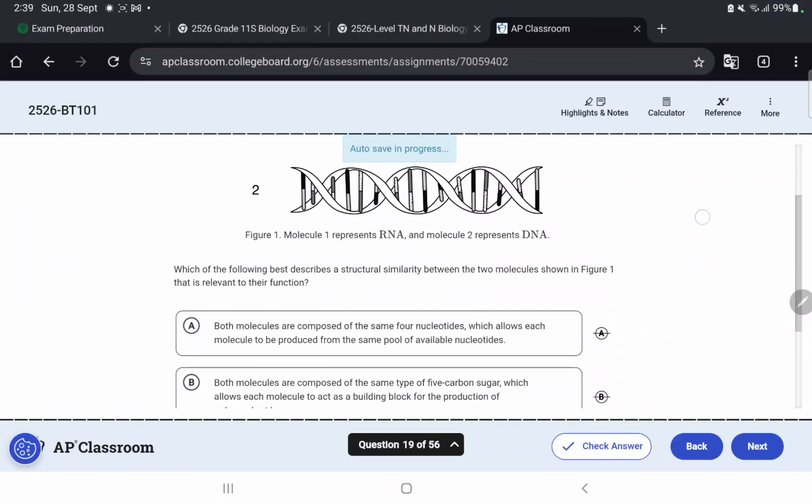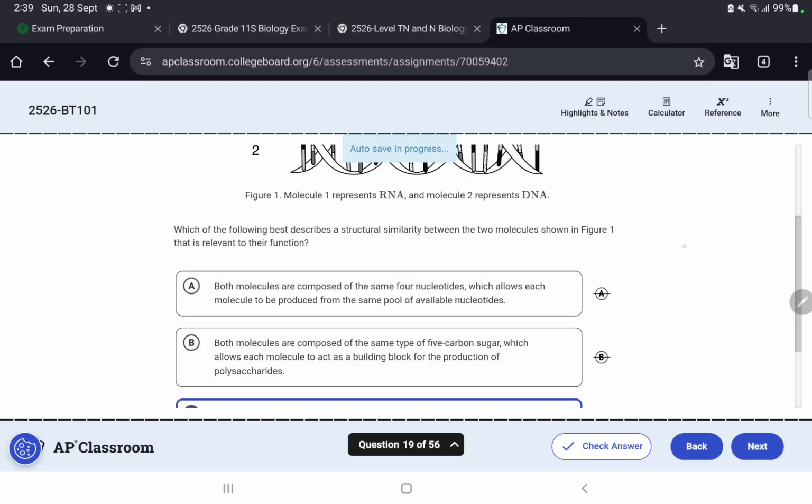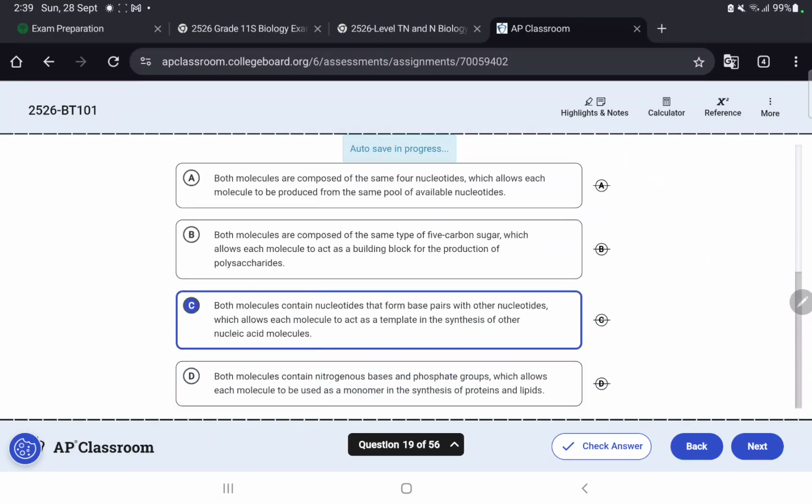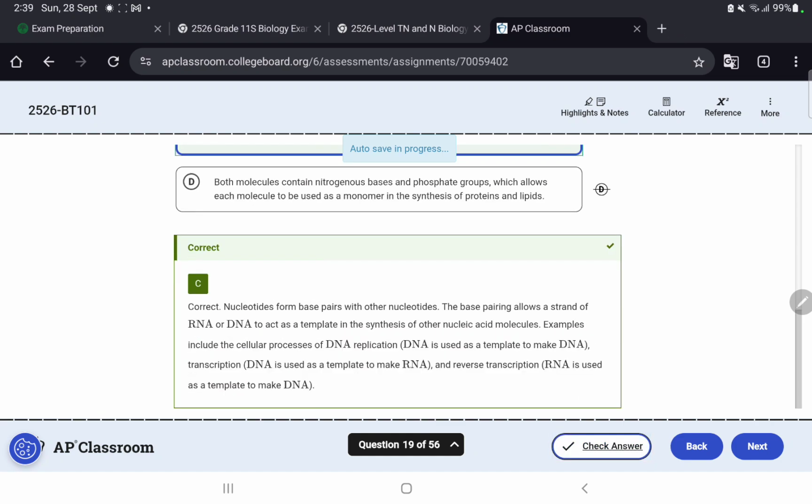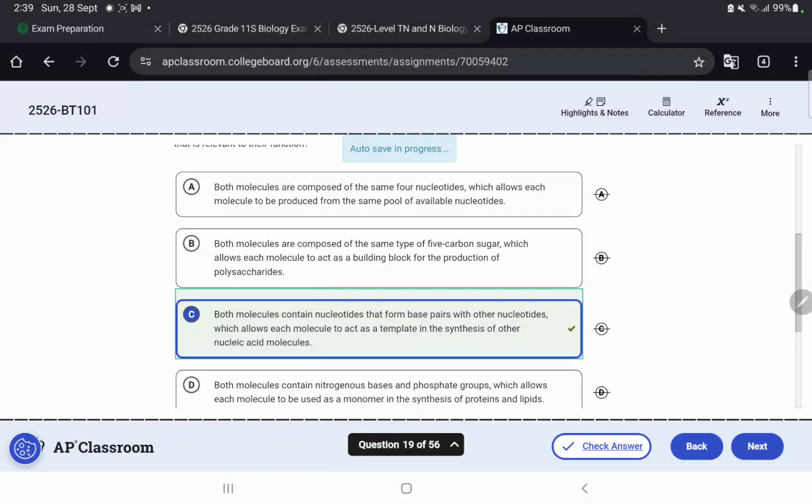Which of the following best describes the structural similarity between the two molecules shown in figure 1 that is relevant to their function? Both molecules contain nucleotides that form base pairs with other nucleotides, which allows each molecule to act as a template in the synthesis of other nucleic acid molecules. Everything in this sentence is correct. Let's go through each sentence and say what's wrong. Both molecules are composed of the same 4 nucleotides? No, because in DNA we have adenine, guanine, thymine, cytosine, but in RNA we have uracil instead of thymine.